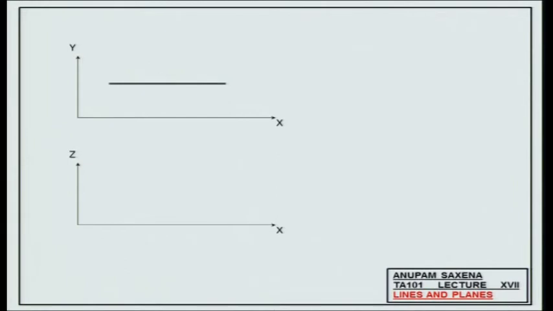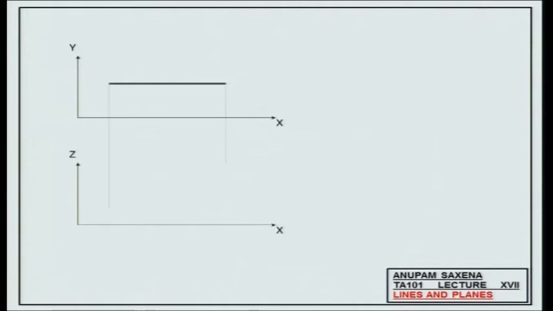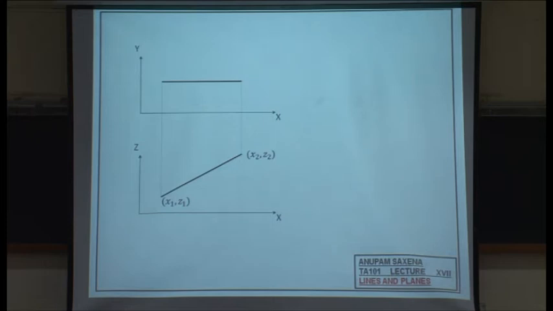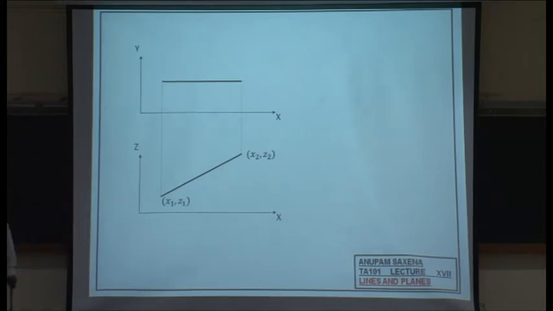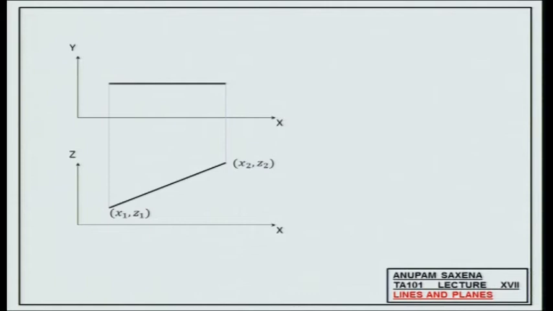Imagine that I have a line whose projection in the top view is a horizontal line. And the same line in three dimensions whose projection in the front view or vertical plane is an inclined line. Okay? A little bit about coordinate geometry, very simple. Let's say this is x1 z1, let's say this is x2 z2. The coordinates of this vertex x1 z1, coordinates of this vertex x2 z2. Okay? In the horizontal plane, let's say the coordinates are x1 y1 and x2 y2. Okay?